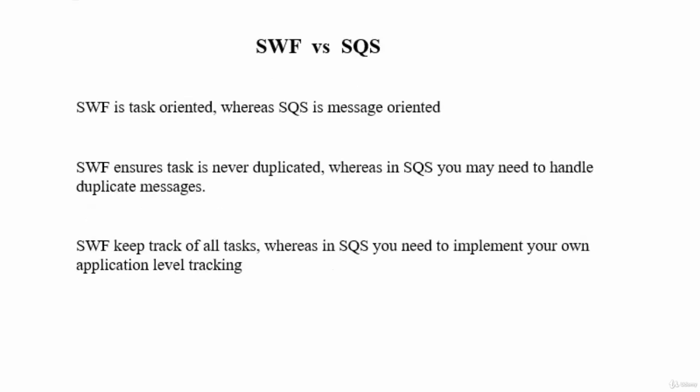Now let's discuss some of the differences between SWF and SQS. Amazon SWF presents a task-oriented API, whereas Amazon SQS offers a message-oriented API. Amazon SWF ensures that a task is assigned only once and is never duplicated. With Amazon SQS, you need to handle duplicated messages and may also need to ensure that a message is processed only once. Amazon SWF keeps track of all the tasks and events in an application. With Amazon SQS, you need to implement your own application level tracking, especially if your application uses multiple queues.